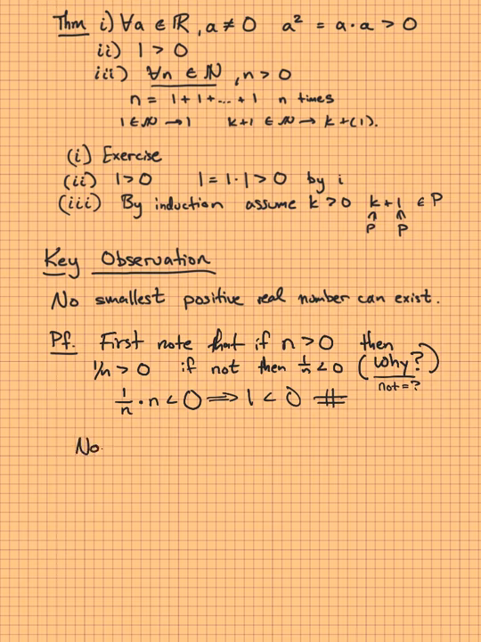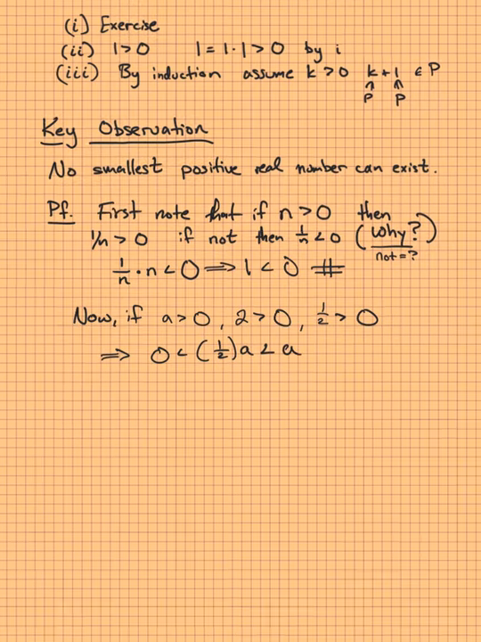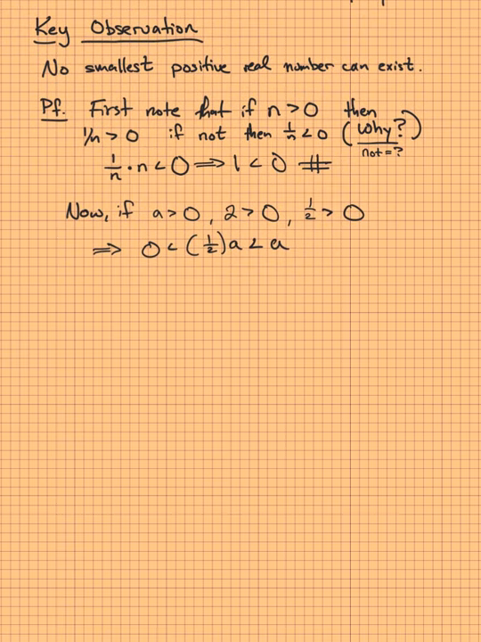So now, if we have any a greater than 0, I know that 2 is greater than 0, which means that a half is greater than 0. And I claim that this implies that 0 is less than a half times a, which is less than a. Okay, so let's see why this is. Well, the first part is just because if I multiply positives, I get a positive.